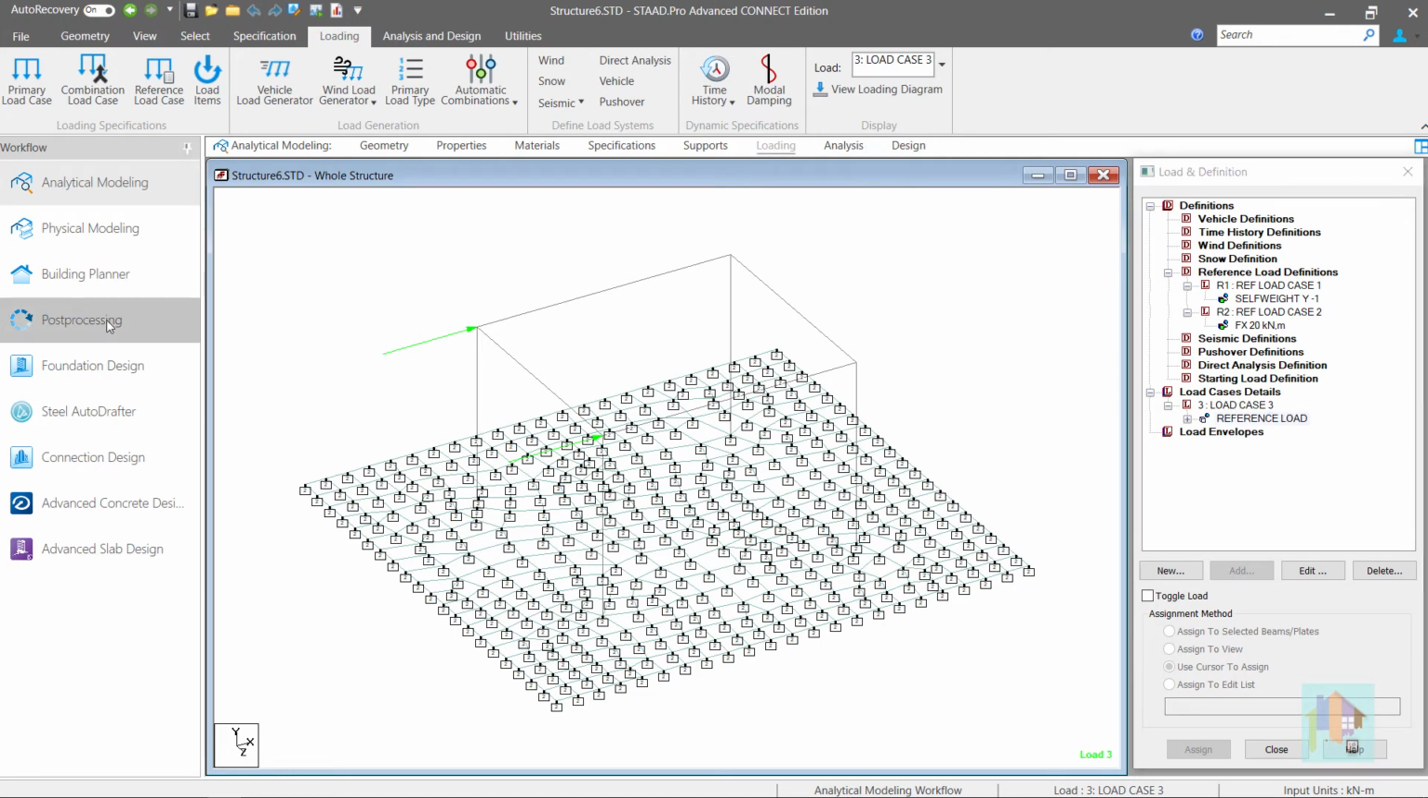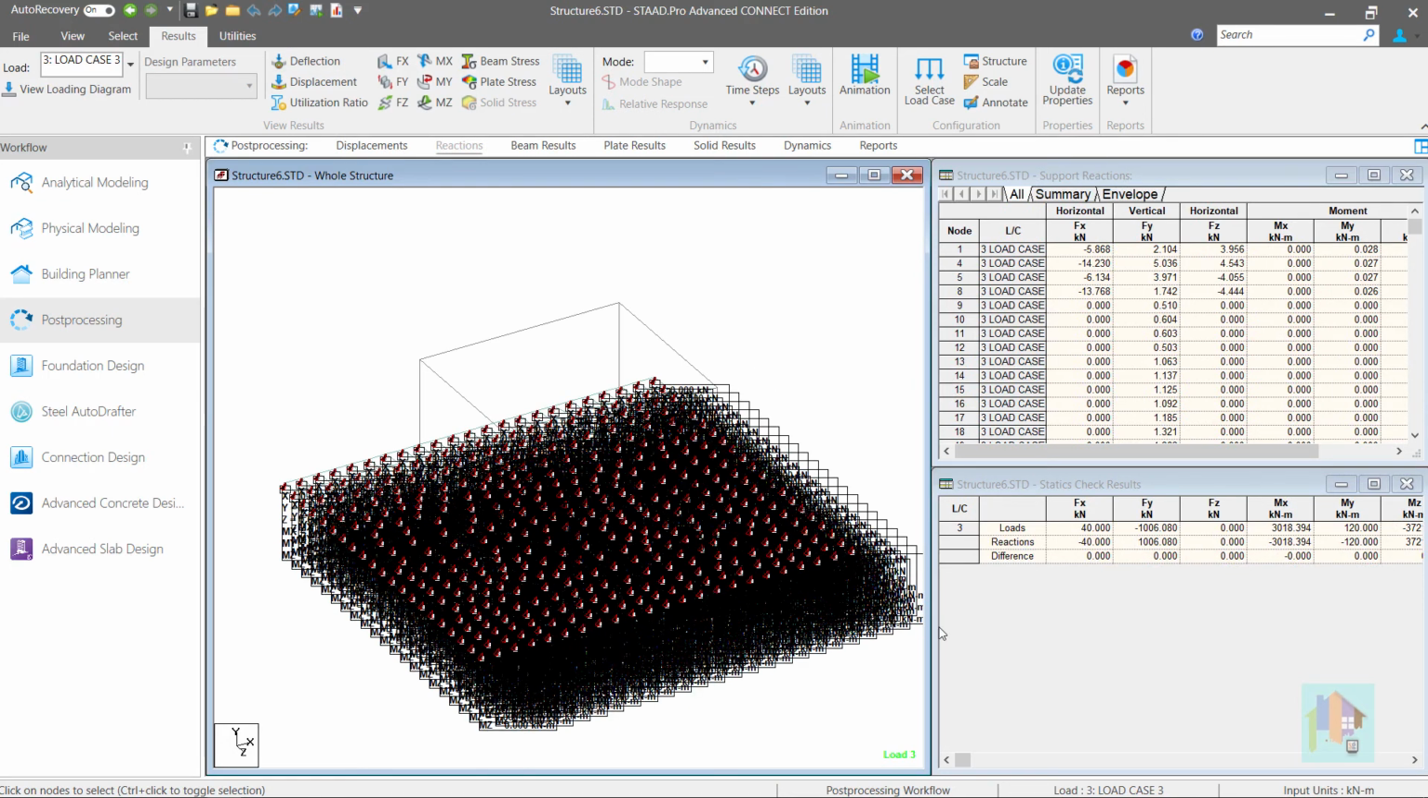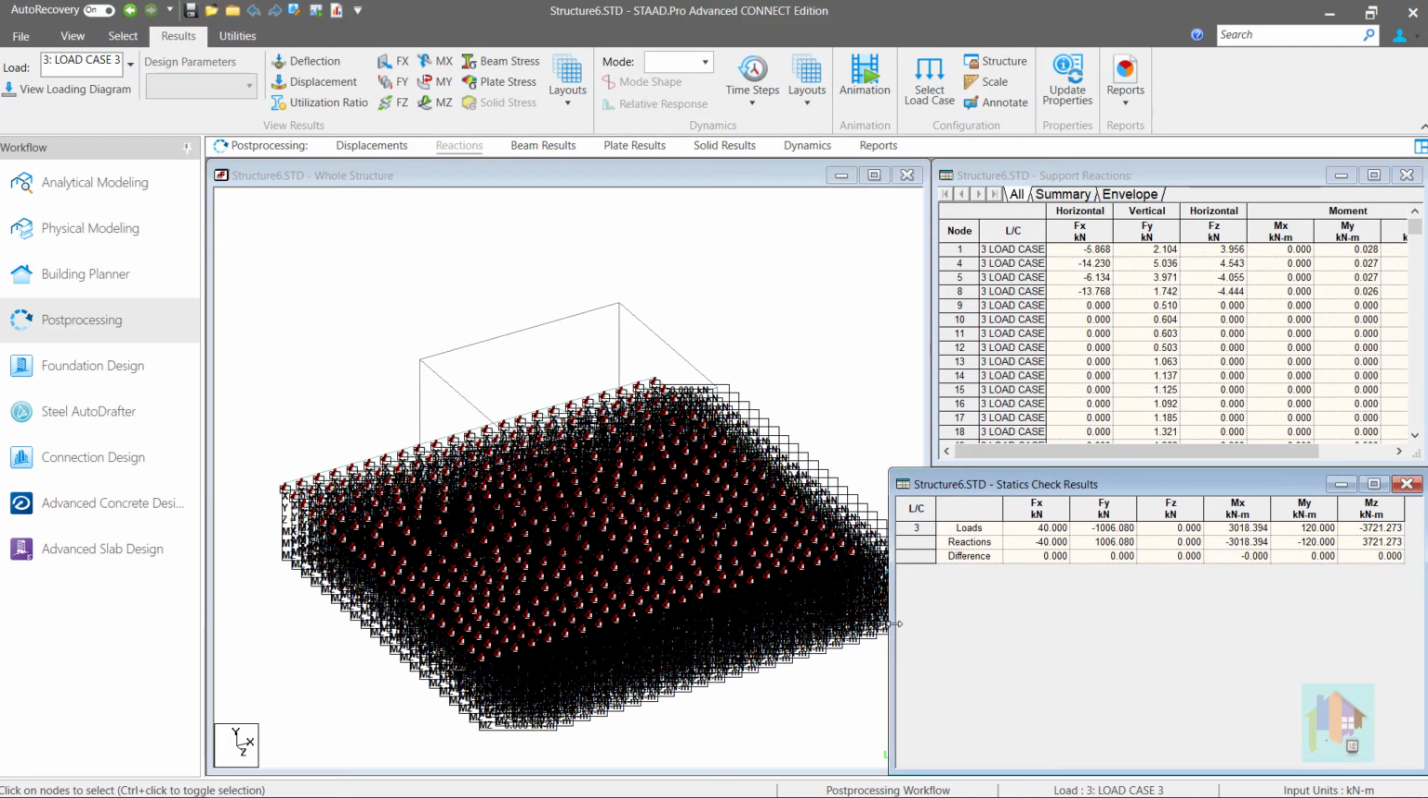Check the statics check results. It is reported only for load case 3, and the applied load and reaction value match. You can define primary loads under reference load case to eliminate any confusion related to the results reported for primary loads.